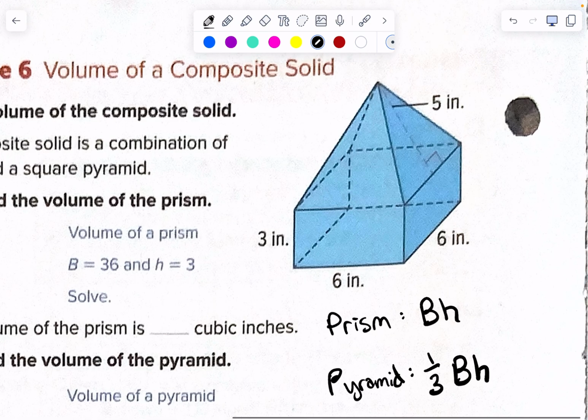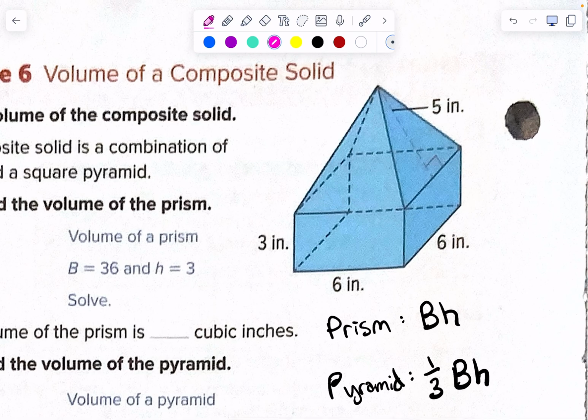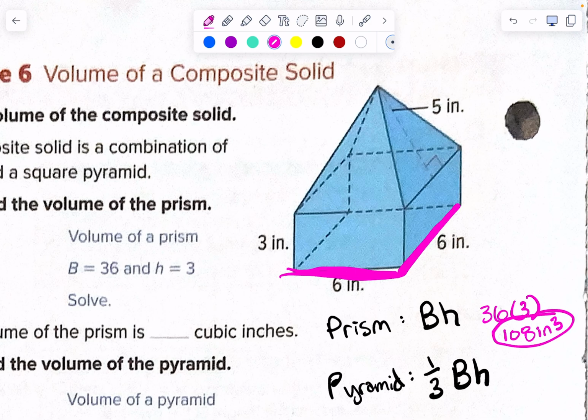Okay, so let's find the volume of the prism first. Prism is area of the base times the height. What's the area of the base going to be? The bottom. 36. So we've got 36 times the height, which is 3. And that is 90 plus 18, which is 108. Perfect. Did you do that in your head? Okay, that is the prism, 108 inches cubed.